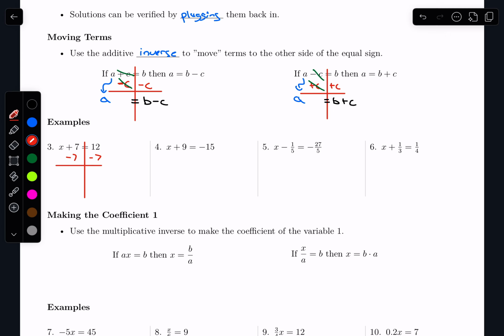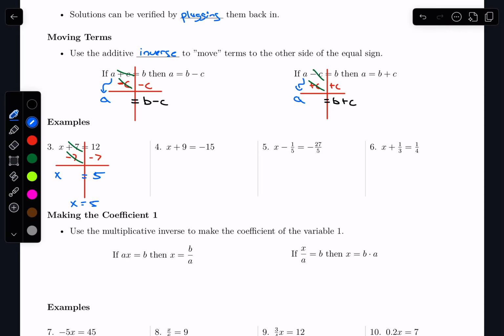Then I draw a horizontal line to keep me organized. Notice I wrote minus 7 on both sides for balance. When I simplify, the plus 7 and the minus 7 cancel each other out to give me the additive identity of 0, which I just don't have to write. And I'm left with x is equal to 12 minus 7. But in this case, I can actually work out 12 minus 7 is 5. So all in all, I get x is equal to 5.